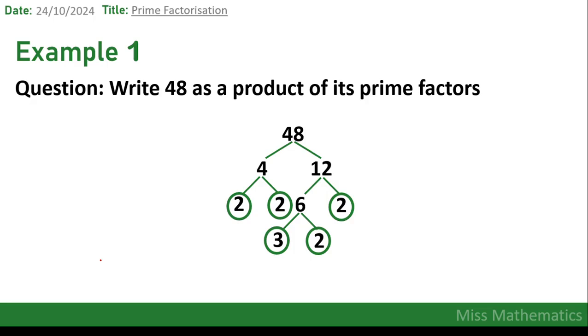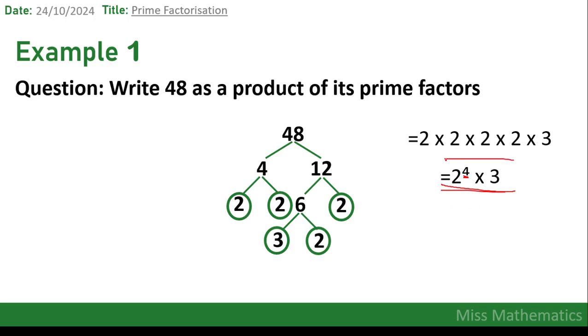But we need to gather these up. So you have 2 times 2 times 2 times 2 times 3. As you can see, I just got all your circled numbers and I put them together. As we have 4 lots of multiplying by 2, we can make this 2 to the power of 4 times 3. And that is your prime factorized version of 48. This form of the writing here with the indices, this is called index form. So if your question asks you to put it in index form, this is what you should give them. Otherwise it should be fine to leave it like this, but index form is quite often better.